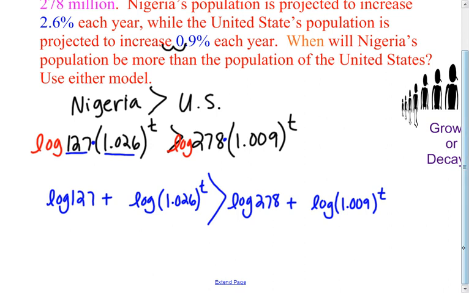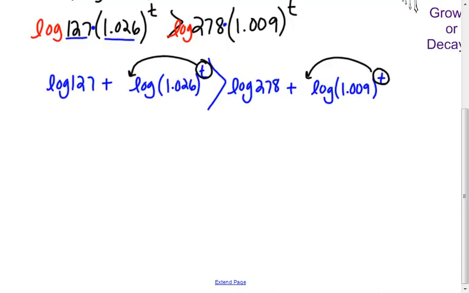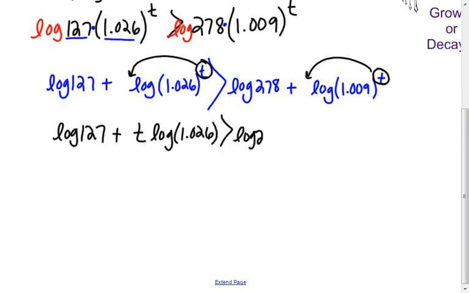All right, so that helped me just a little bit, but not a ton. Now I'm going to use the log property that says the exponent can come out front, and I'm going to do that both places. So I will have the log of 127 plus t times the log of 1.026 will be greater than the log of 278 plus t times the log of 1.009.